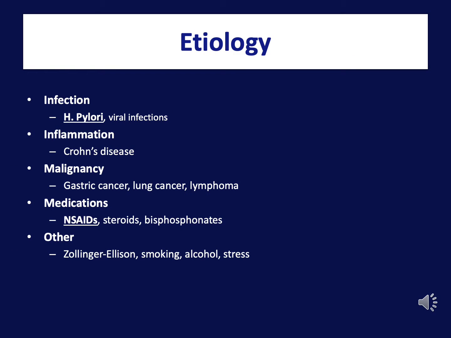So the causes of peptic ulcer disease. Remember, you classify everything. So infective causes: H. pylori. Less commonly viral infections. Inflammation, Crohn's disease, malignancy, gastric cancer, lung cancer, lymphoma. Medications, non-steroidals especially, steroids, and bisphosphonates. Other causes: Zollinger-Ellison, smoking, alcohol, stress.